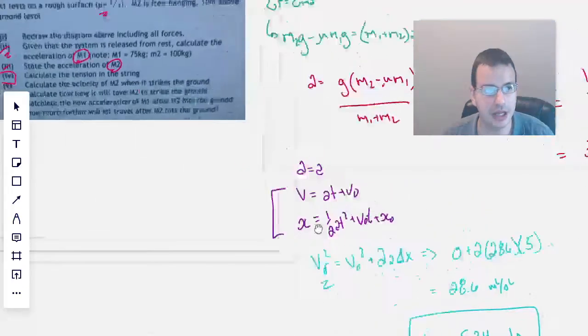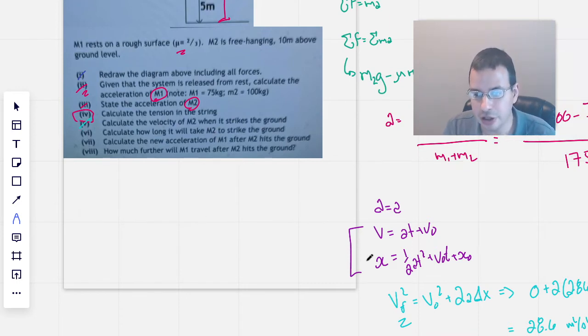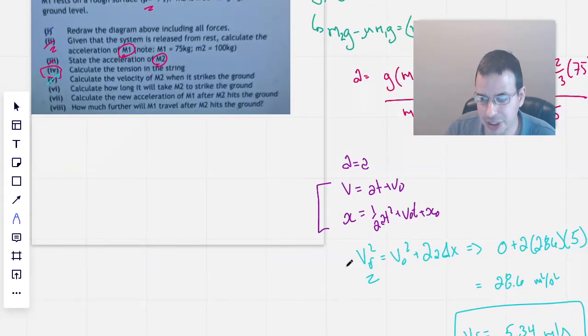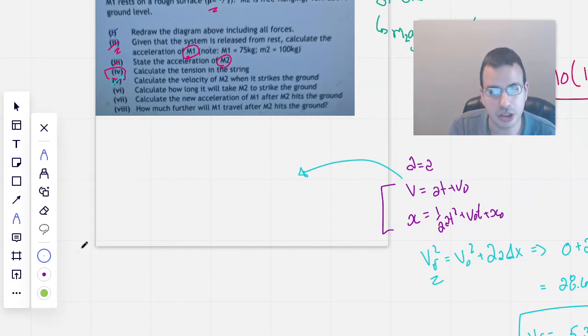So from here, we're going to say that that's the velocity of m2 as it strikes the ground. How long will it take for m2 to strike the ground? For this one, we already know the speed it's going to strike the ground with, so we can use this equation. We could also have used this one to find the time. Either way works.